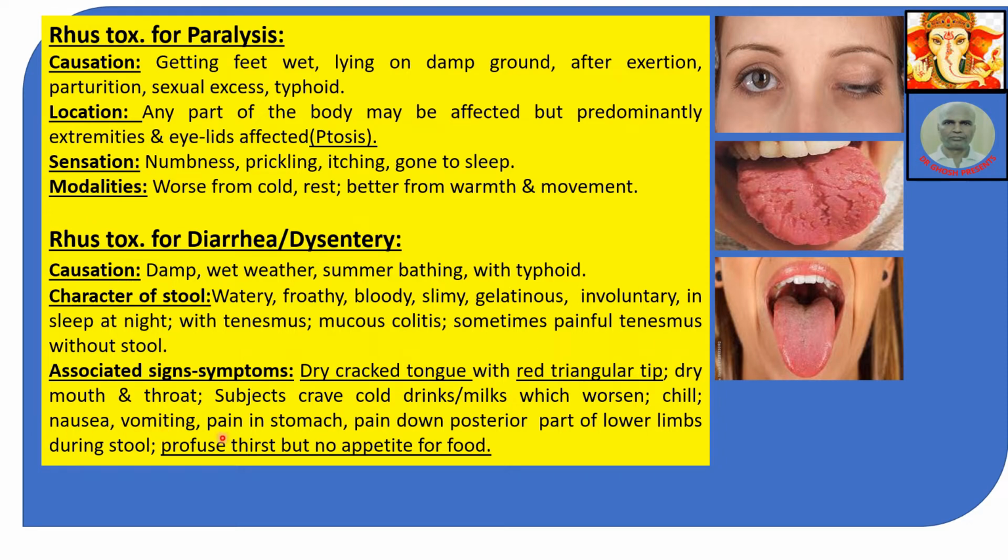Dry mouth and throat; the subject craves cold drinks and milk, which worsen the condition. Chill, nausea, vomiting, pain in stomach. Pain down the posterior part of lower limbs during stool. Profuse thirst but no appetite for food. This is a very important symptom of Rhus Tox: profuse thirst, but no appetite for food.